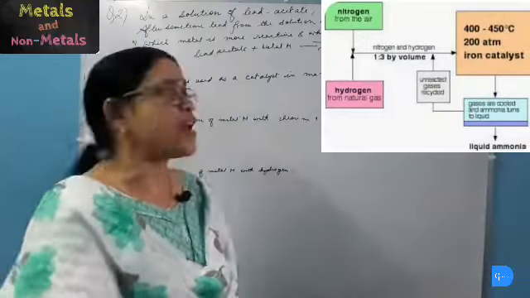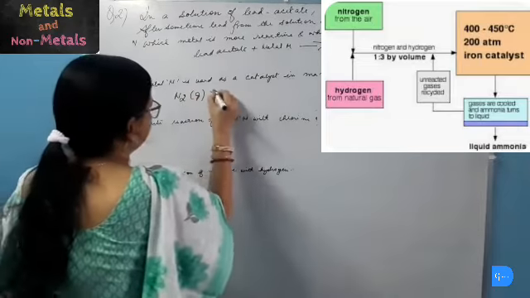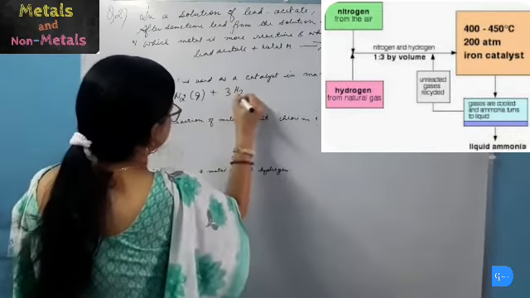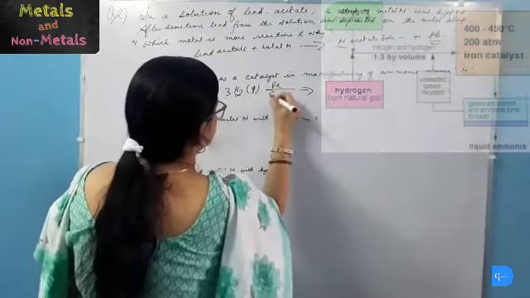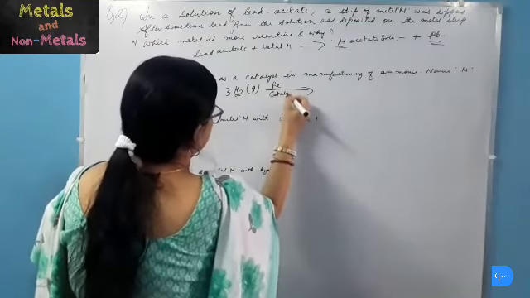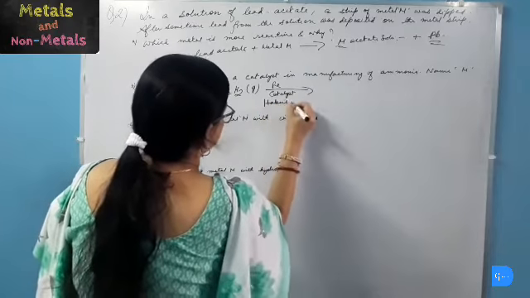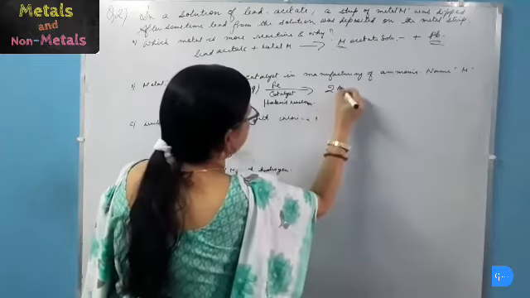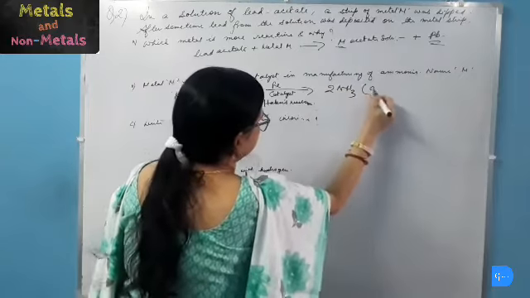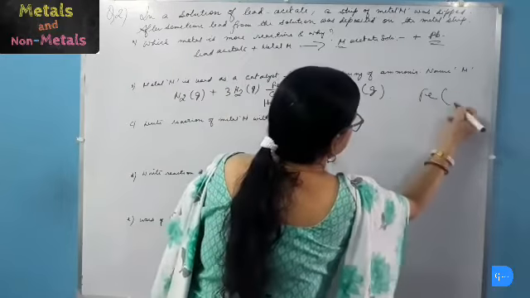So now let's see the reaction. When nitrogen gas reacts with hydrogen gas in presence of iron catalyst, this is known as Haber's reaction. Then ammonia is produced. So metal M is definitely iron.